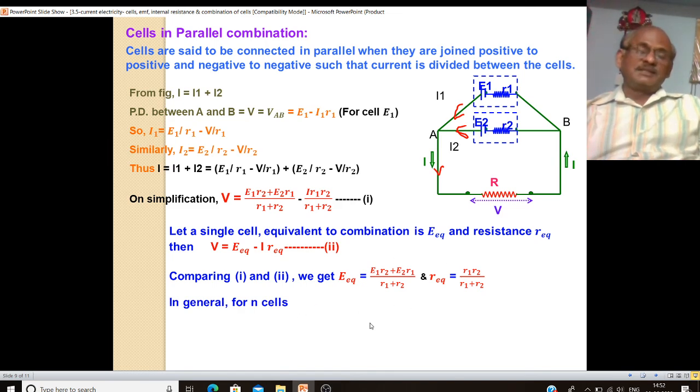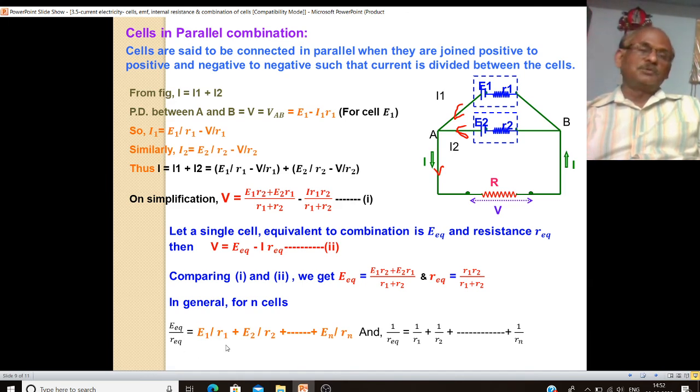If there are n cells, then how can we write? For that purpose, this form will be easier. E equivalent by R equivalent equals E1 by R1 plus E2 by R2 plus so on up to En by Rn, and 1 by R equivalent equals 1 by R1 plus 1 by R2 plus so on up to 1 by Rn.